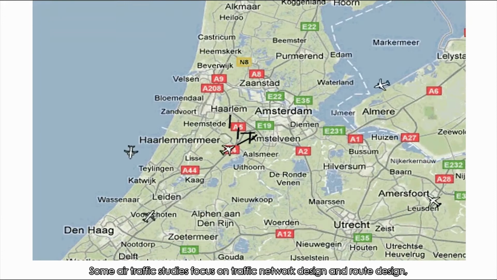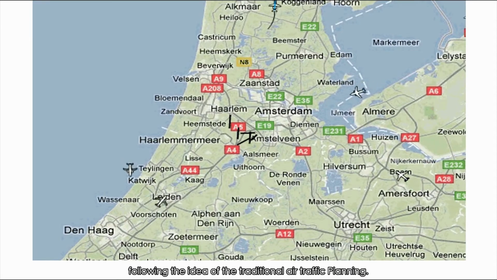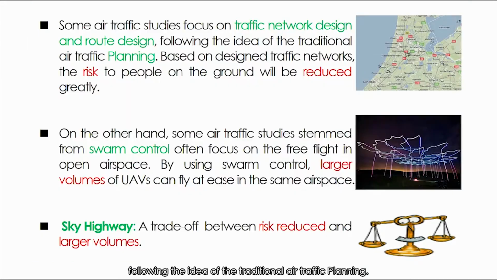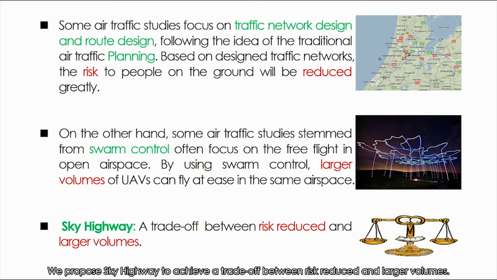Some air traffic studies focus on traffic network design and route design, following the idea of the traditional air traffic planning. Some air traffic studies stem from swarm control, often focusing on free flight in open airspace. We propose Sky Highway to achieve a trade-off between risk reduced and larger volumes.